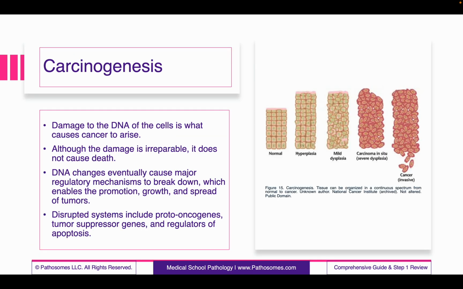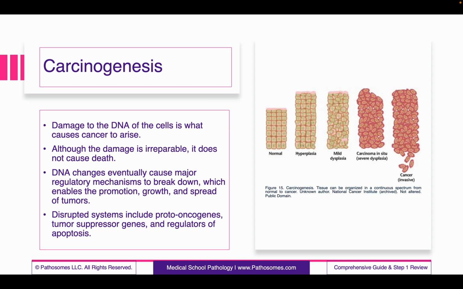With regards to carcinogenesis, damage to the DNA of the cells is what causes cancer to arise. Although the damage is irreparable, it does not cause death. The DNA changes eventually cause major regulatory mechanisms to break down, which enables the promotion, growth, and spread of tumors. Disrupted systems include proto-oncogenes, tumor suppressor genes, and regulators of apoptosis.